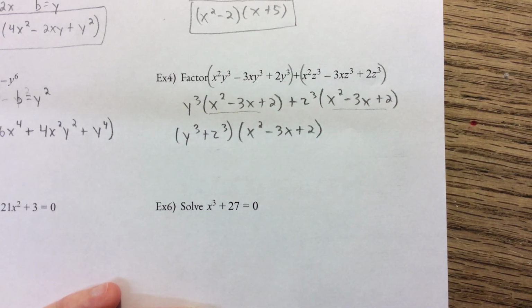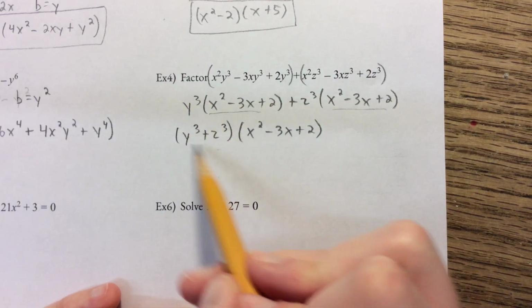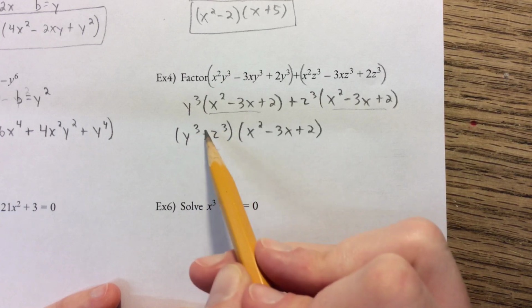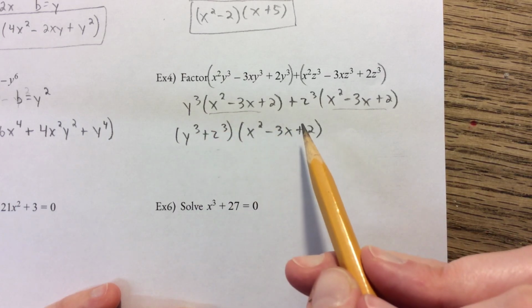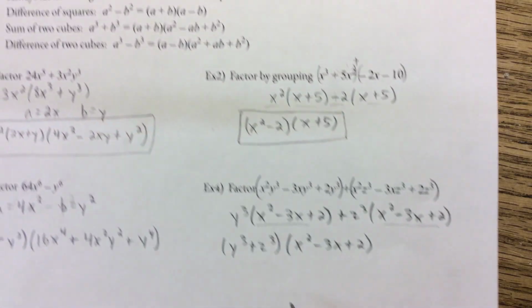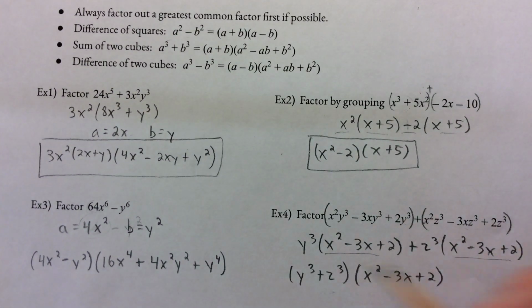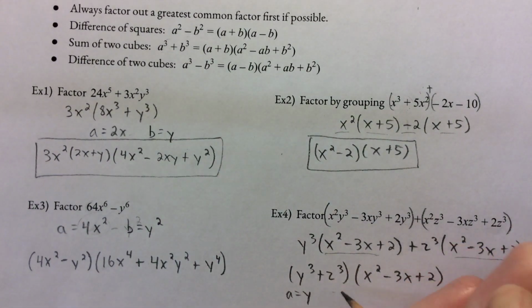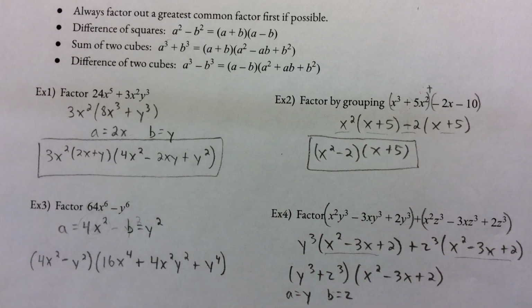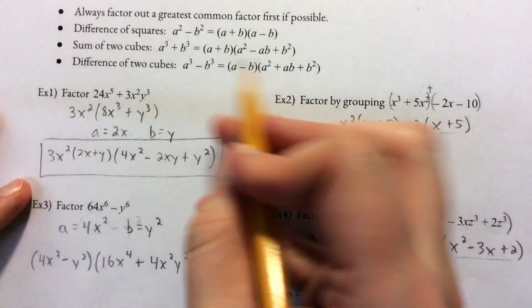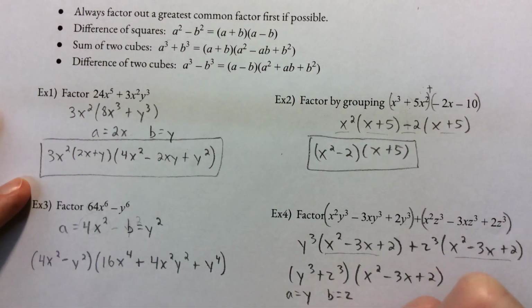Now I can actually keep going with this because this is now a sum of cubes, and this can be factored. So in my sum of cubes formula, my a value is going to be y, and my b value is going to be z. So I'm going to substitute those in here. y plus z, y squared minus yz plus z squared. So that is the factored form of this part.